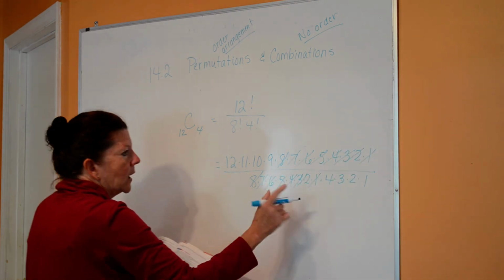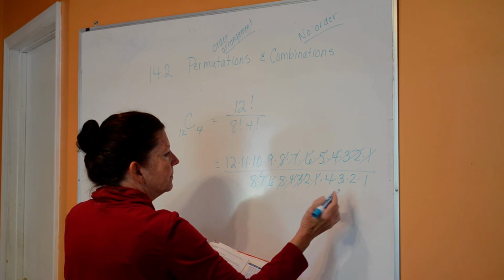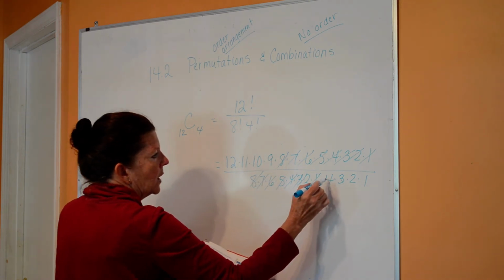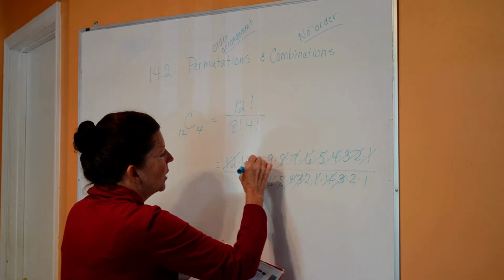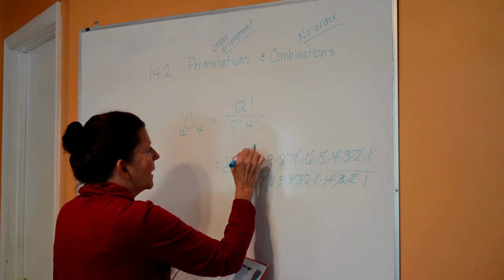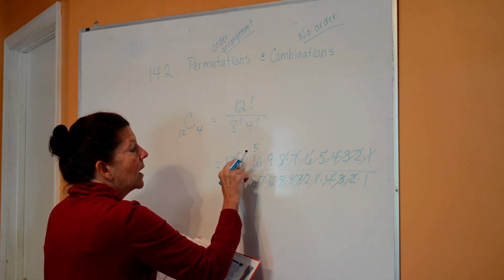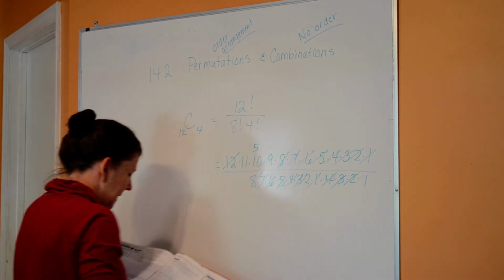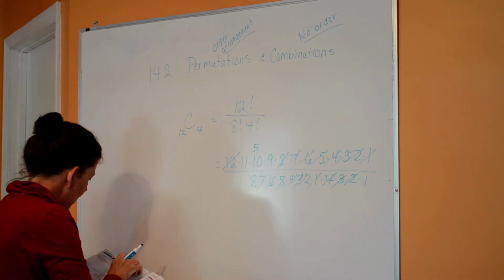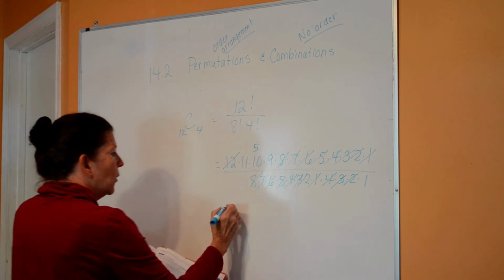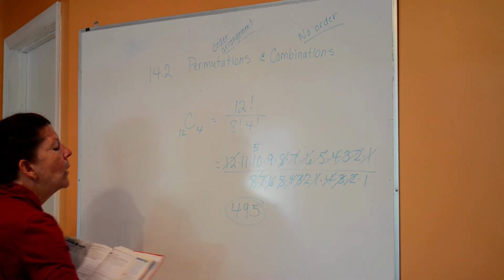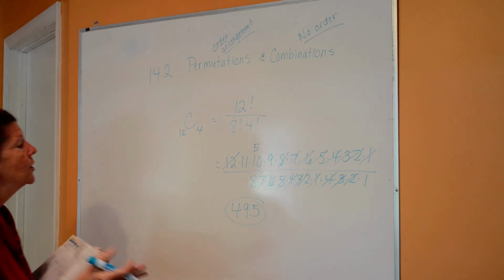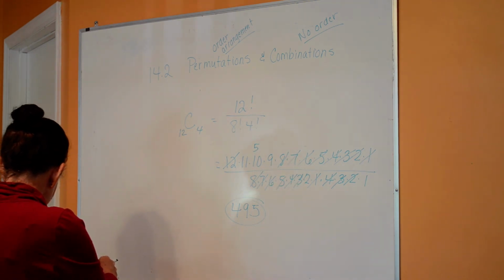All right, so what I'm left with is this on the bottom. So I can, if I want, 4 times 3 is 12, so I can mark those out. And 2 goes into 10 5 times. So I'm going to multiply 11 times 5 times 9, and I'm going to get 495. So that's the number of ways that you can choose 4 toppings from 12 toppings.